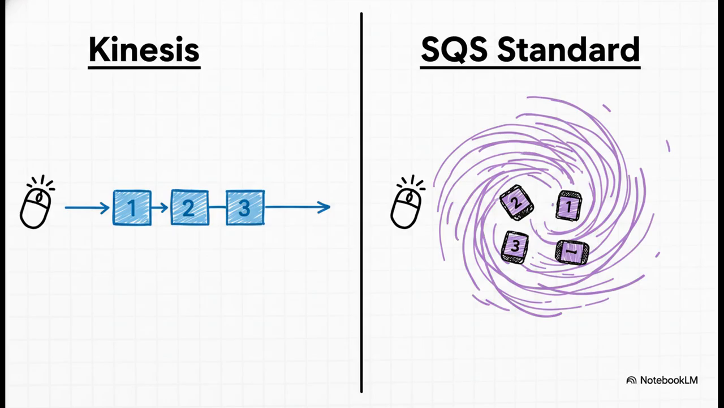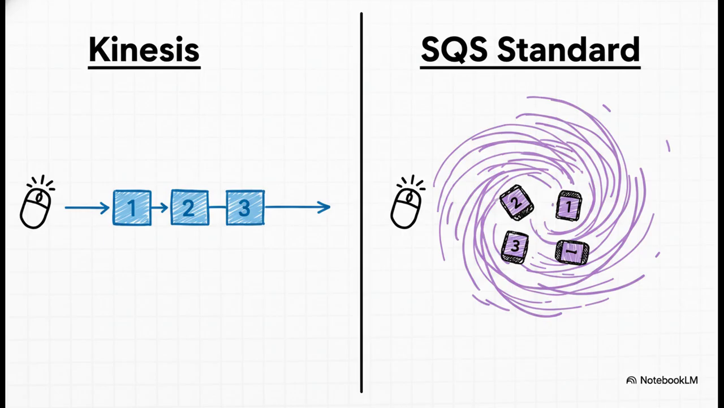Okay, so here's your classic exam scenario. You're tracking every single click a user makes on your website, and you have to process those clicks in the exact order they happened. For this, you absolutely have to choose Kinesis. Why? Because Kinesis guarantees the order of records, but only within a single shard. So you just use the user's ID as your partition key, which forces all of their clicks onto the same shard, perfectly preserving their session.